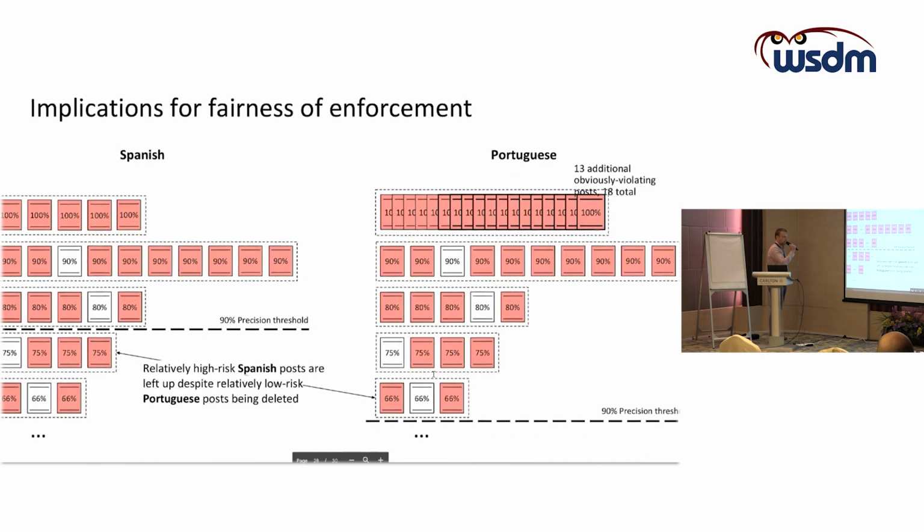Now, this has implications for fairness as well. I previously had January and February as our 2 segments of data. There's no reason it needs to be time. So instead, let's imagine it's Spanish and Portuguese, posts in 2 different languages. And similarly, the Portuguese content ecosystem has these additional obviously violating posts. We're setting our threshold to achieve 90% precision in Spanish and 90% precision in Portuguese. We get these 2 different thresholds. And again, we see that we have relatively high-risk Spanish posts that we're leaving up, despite relatively low-risk Portuguese posts being removed.